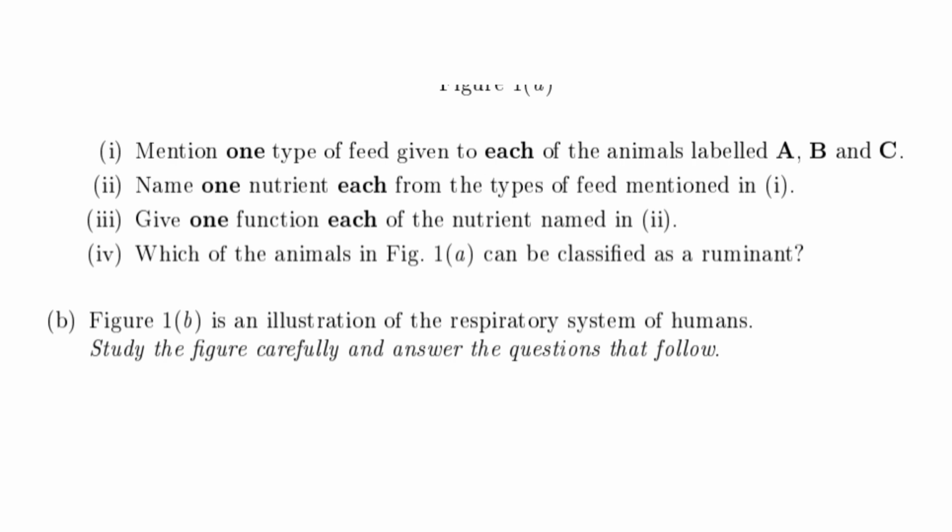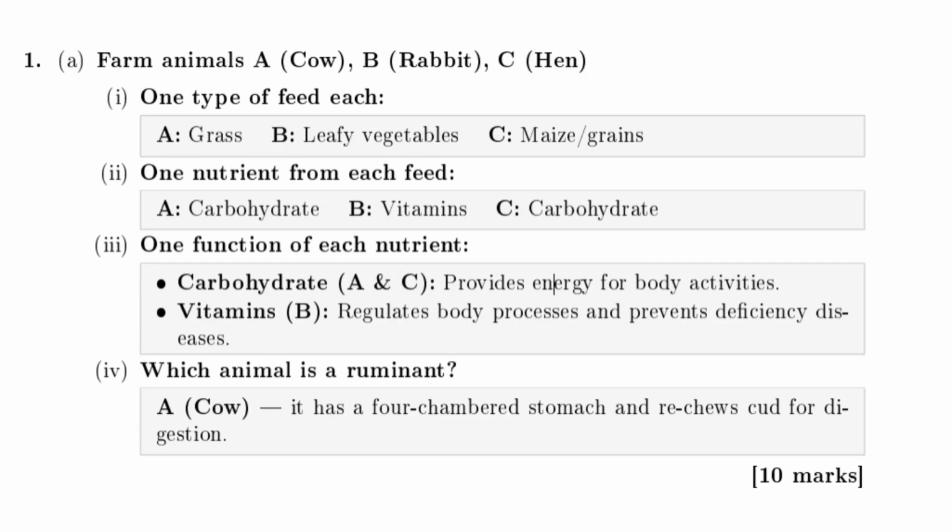So let's look at our answers. A is a farm animal, B is a rabbit, C is a hen. One type of feed each: A will take grass, B will take a leafy vegetable, C will take maize or grain. The one nutrient from each feed: we have a carbohydrate, vitamins, and carbohydrate again. One function each of the nutrients: the carbohydrates for A and C provide energy for body activities. Vitamins regulate body processes and prevent deficiency diseases.